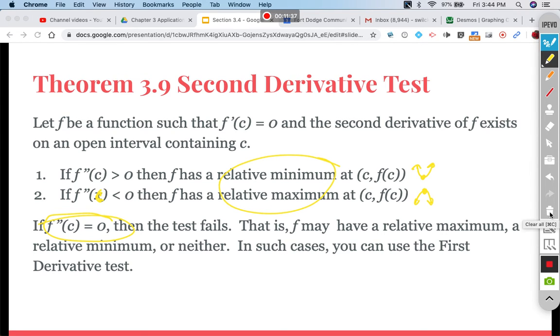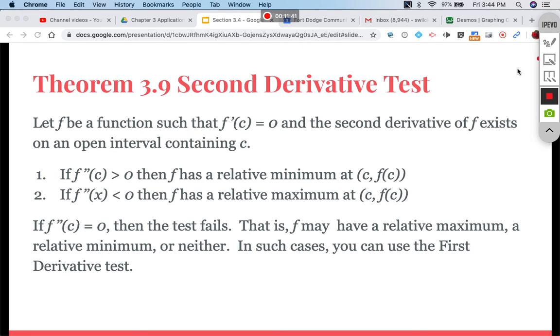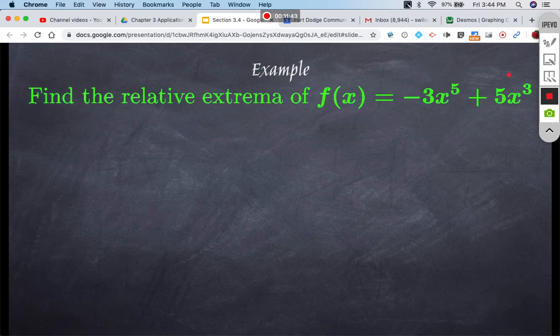So let's try one of those problems. Find the relative extrema of f of x equals negative 3x to the fifth plus 5x to the third. And I want you to do this using the second derivative test. Give it a try, and then I'll walk you through this one.